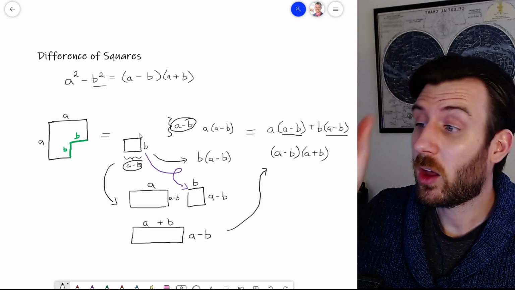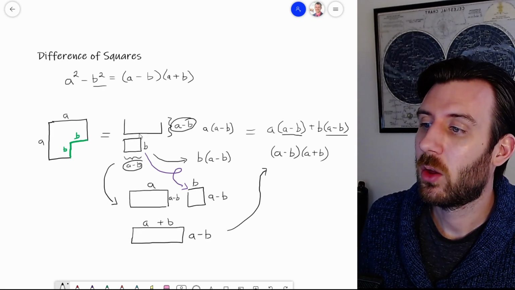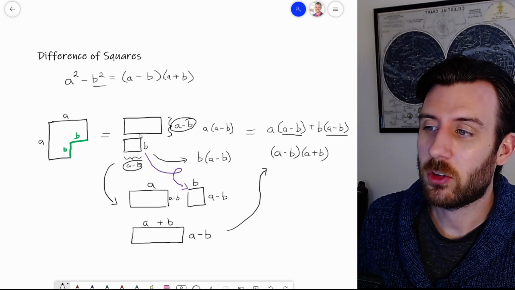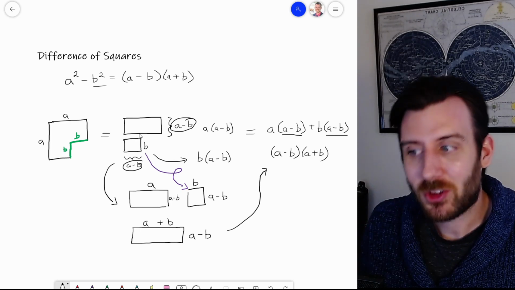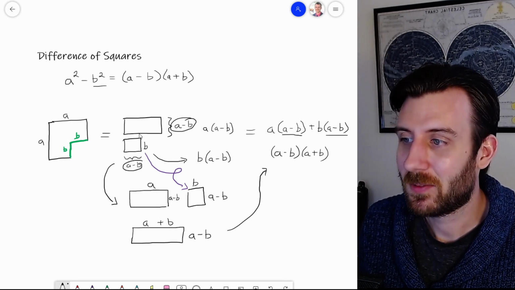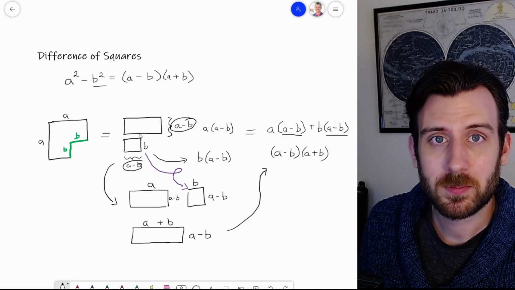So the difference of squares literally means that I'm about to take one square, cut away another square, rearrange them to a common factor, and then I can describe it all in terms of a rectangle again. This is what the difference of squares is. A squared minus B squared is A minus B times A plus B.